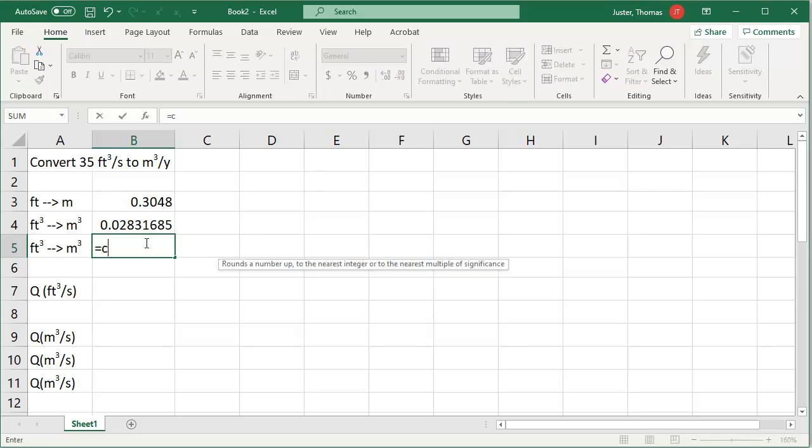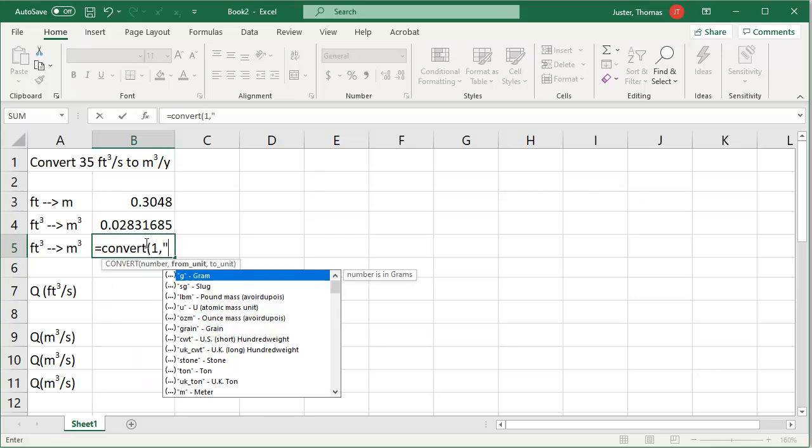So I can write equals CONVERT generic from 1 cubic feet. Now notice what I'm going to do here. Normally I would just put "ft" cubed, right? That's the unit of feet. But now I'm going to put "ft^3", end quote.